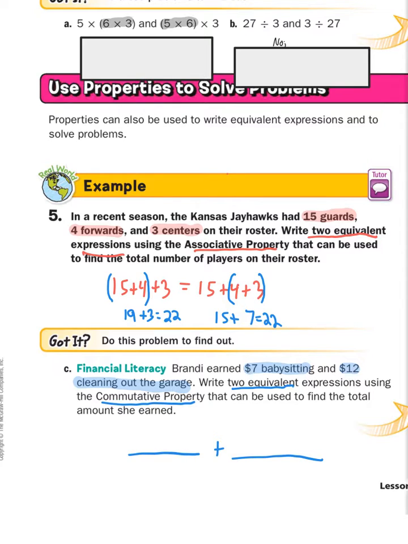Okay, let's see how you did. So first off, here's one expression. If she earns $7 babysitting and $12 cleaning out the garage, then I could do 7 plus 12, and that's $19, the total amount she earned, right?